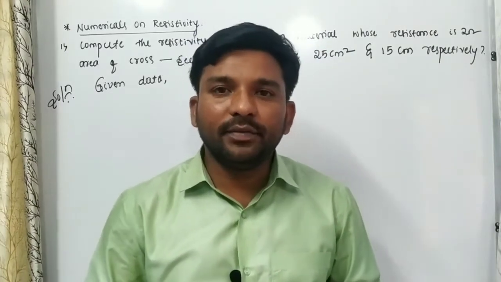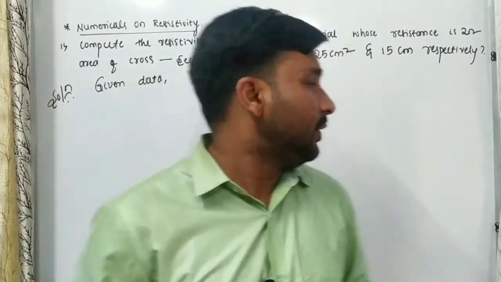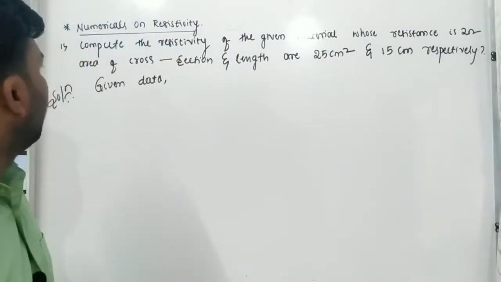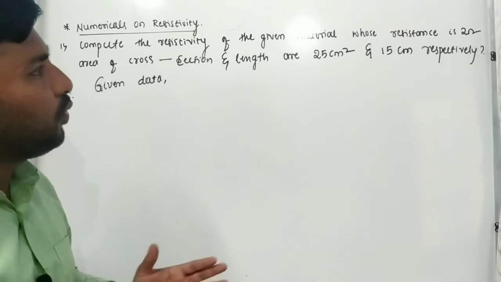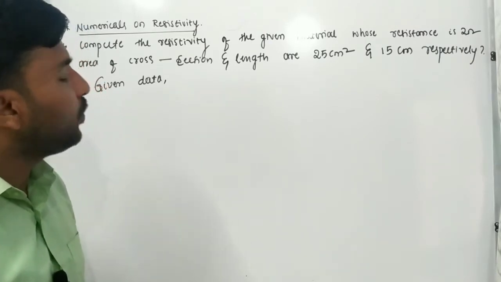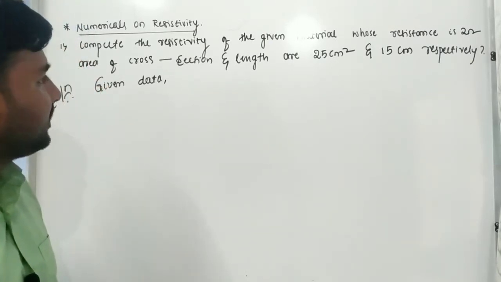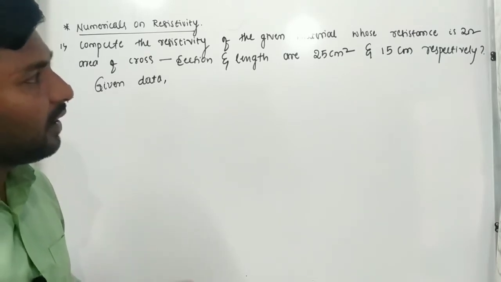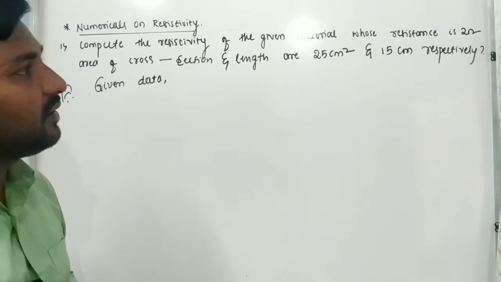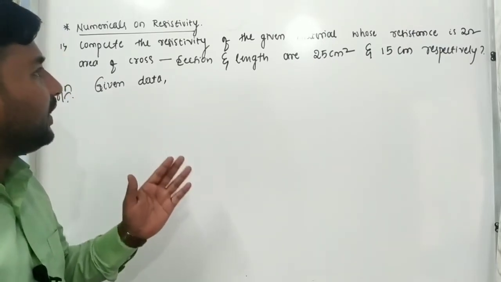Numericals on resistivity. The first question is, compute the resistivity of the given material whose resistance is 2 ohm, area of cross section and the length are 25 centimeter square and 15 centimeter respectively. So it is the question.